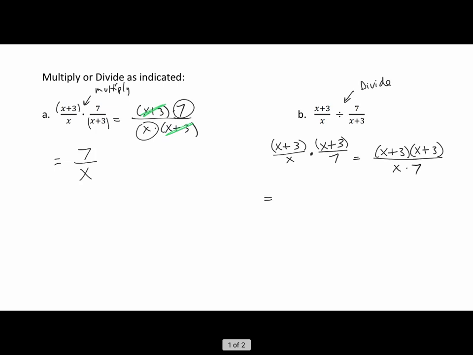Well, do we have any factor in the numerator that's also in the denominator? No. So we're going to multiply this out. That's x squared plus 3x plus 3x, so plus 6x altogether, plus 9. And in the denominator, 7 times x. So that's our simplified quotient there.